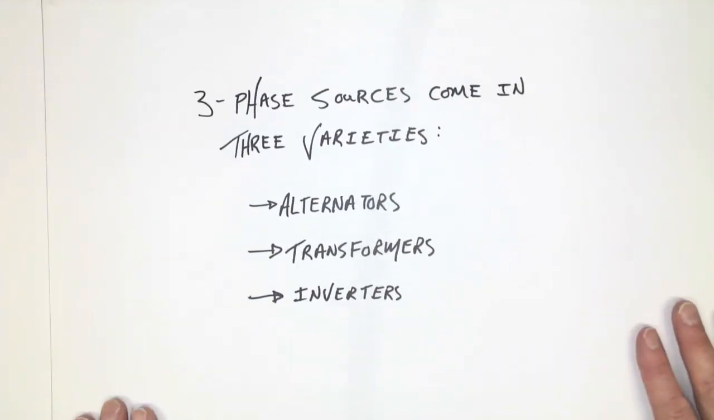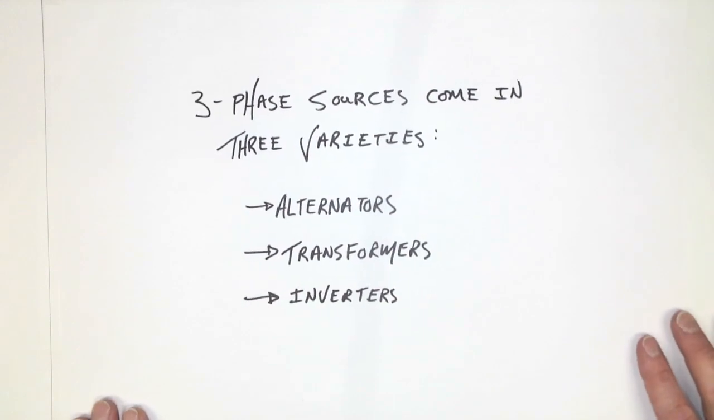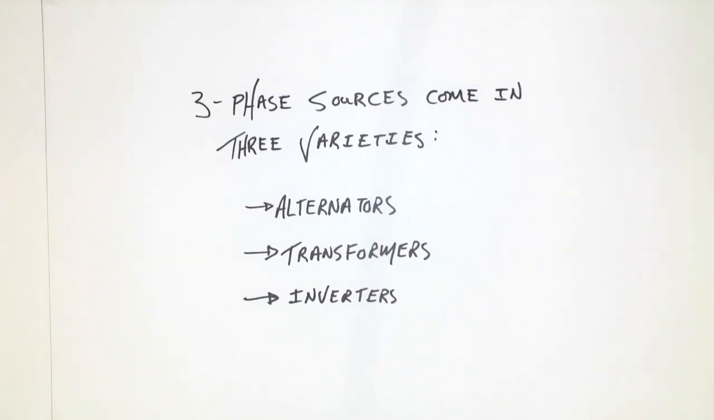So before we get going too far, we need to have a general understanding of what sort of three-phase sources, what sort of forms they come in. Three-phase sources are built or assembled really from individual single-phase sources. And the ones that we have most readily are alternators, transformers, and then finally inverters.